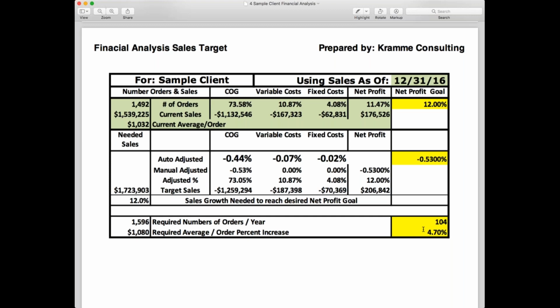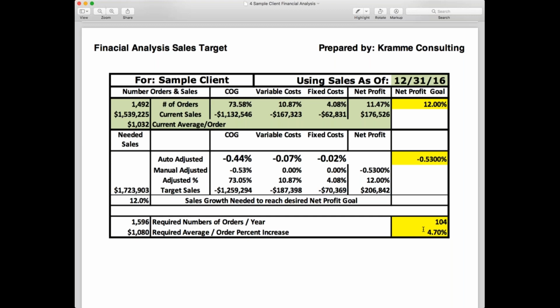So now the question comes, how do you get there? What do you have to do to achieve that 0.5% growth? You have to do it in two ways. One, you're going to want to increase the sales. You don't need to, but you want to increase the sales. And secondly, you have to reduce the three cost components, cost of goods, variable cost, and fixed cost, by the total of the 0.53% in this area.